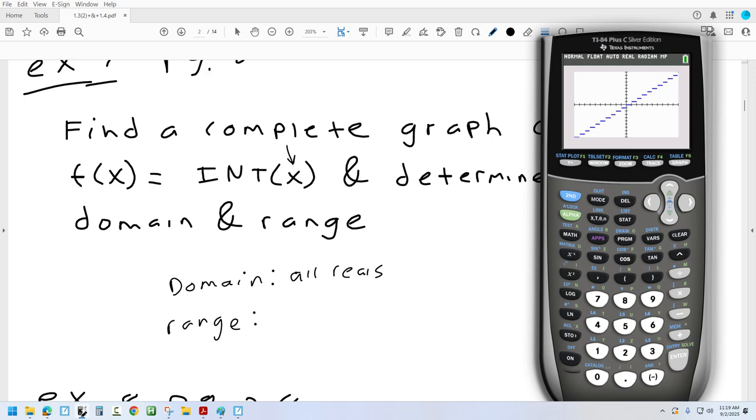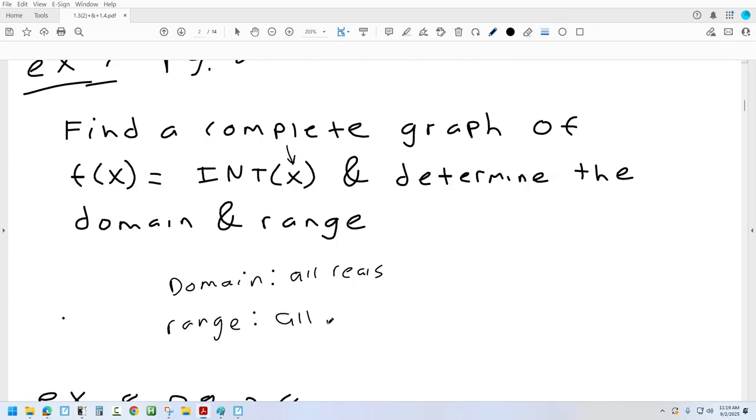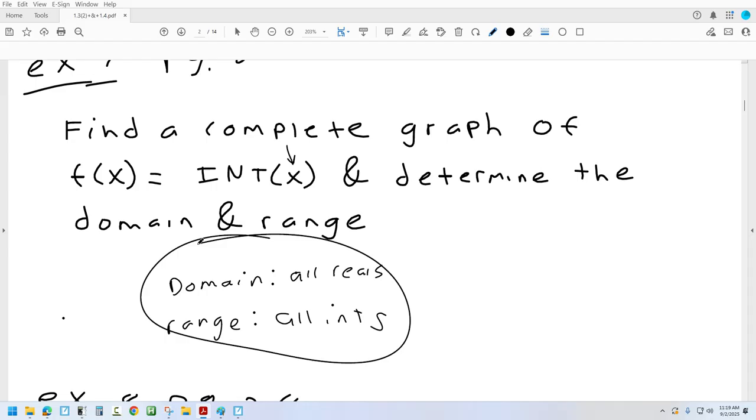So what would be the range then? Of the greatest, yeah, Aiden? All integers? Right, all integers. You will never get back a decimal. Okay, so the range is all integers.